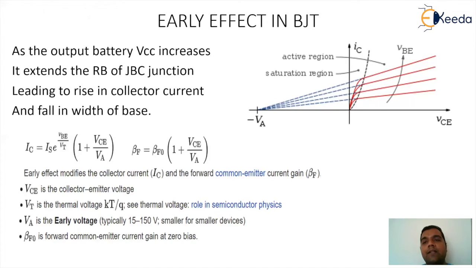Now when I increase the barrier with the help of reverse biasing, the width of the barrier keeps on rising. But what will happen simultaneously? Since the barrier is spreading inside the base region, the base area keeps on reducing. So that's the reason I can say there is a fall in the width of the base. So the potential barrier increases, the base collector junction width increases, but the width of the base keeps on decreasing.